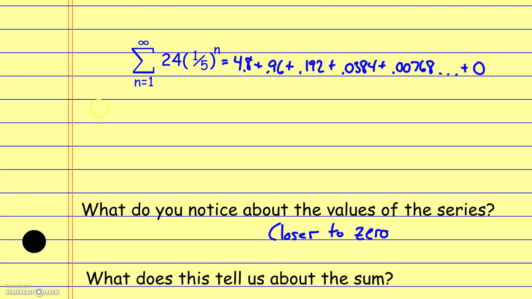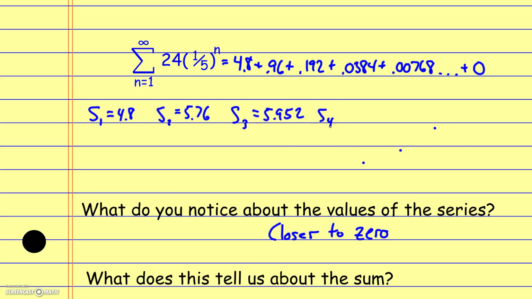Well, let's do the same thing we did before. S sub 1 would be 4.8. That's the easy one, okay? And then S sub 2, we just have to add the first two terms. So S sub 2 equals 5.76. Oh, that's a little close. Let me space it out a little bit more. S sub 3, I've got to add the 0.192. That gives me 5.952.